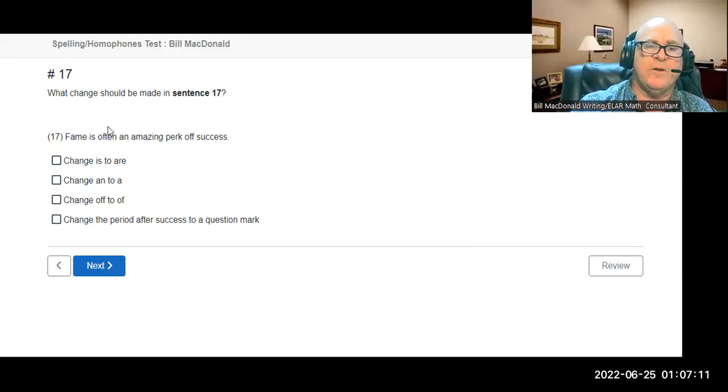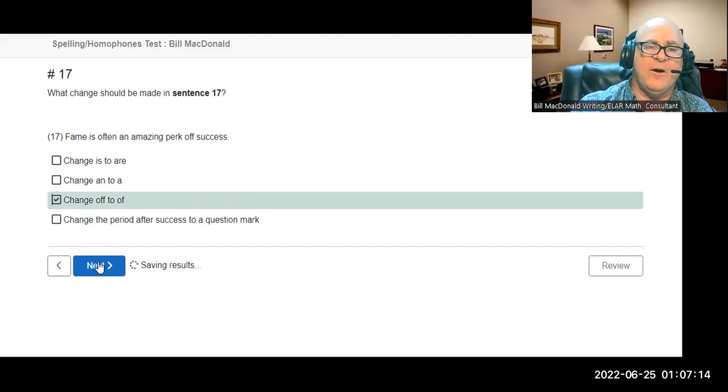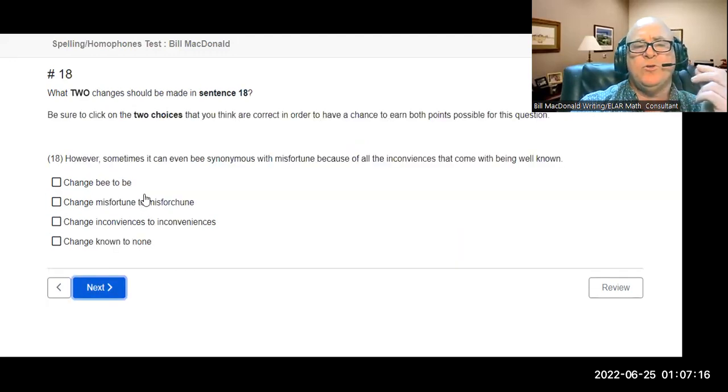So for this one, we learned we're going to change "of" to "off." Two mistakes in number 18. Be sure to click two choices that you think are correct in order to have a chance to earn both points possible. So if they only get one correct, they're only going to get 1 point; if they get both correct... So, capital "However," comma, opposites coming.